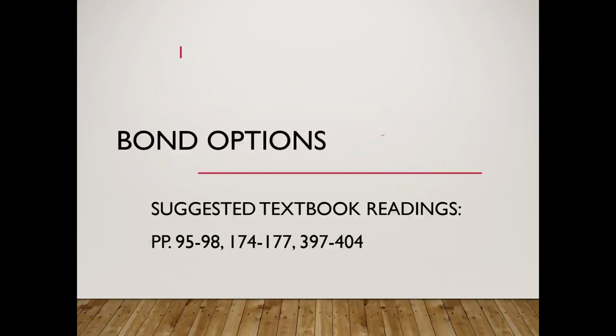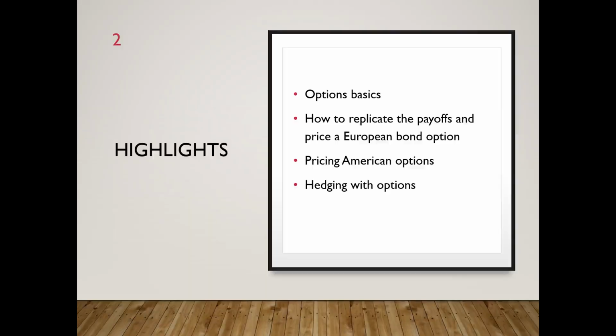In this chapter, we will see how to price bond options in binomial trees. Highlights: we're going to see once again what the options basics are. Then we're going to see how to replicate the payoffs of a European bond option. Next, we're going to see how to price an American option and the difference between European and American. And finally, we're going to see how to hedge with options. This is going to be how to compute delta Vasicek and gamma Vasicek.